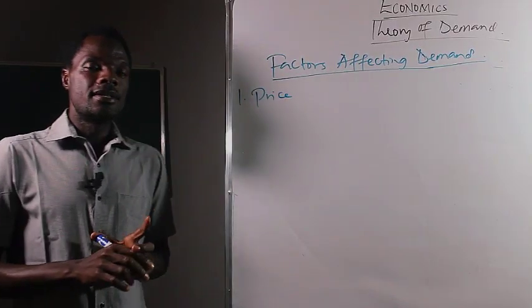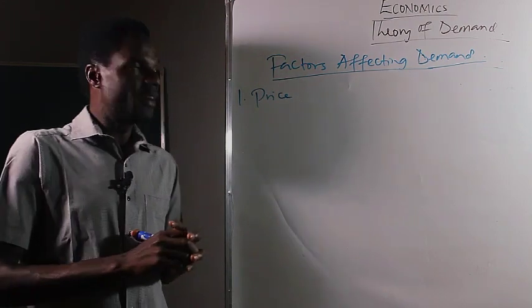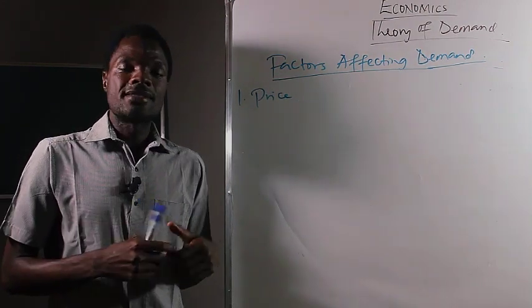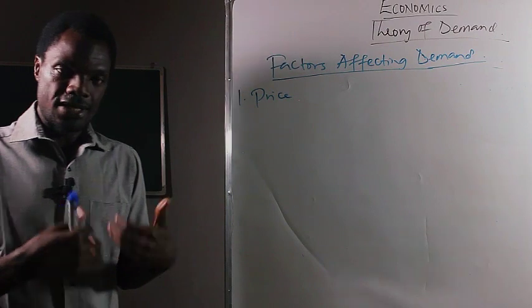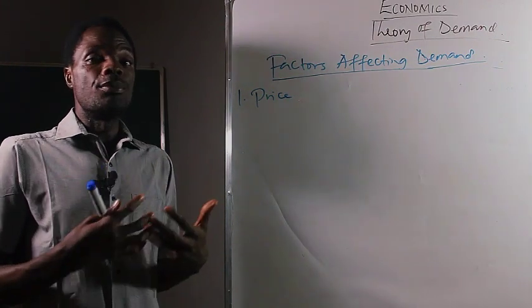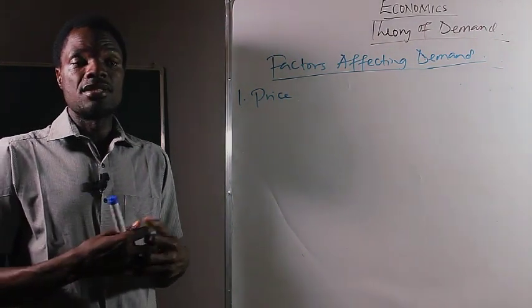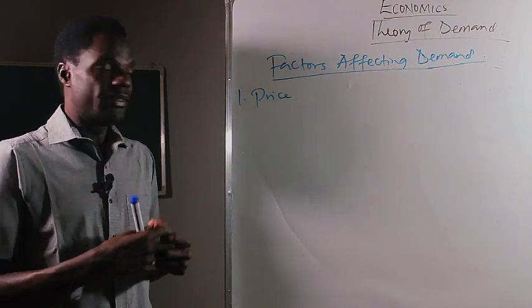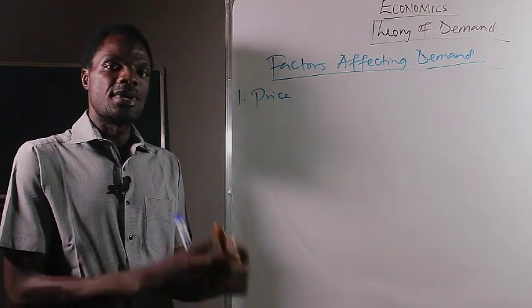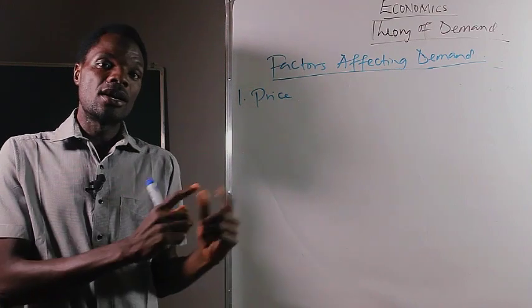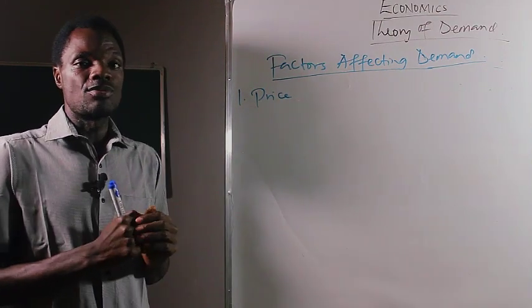Now, the next thing we are going to consider is the factors that are affecting demand. As I said in explaining the law of demand, that means the normal law of demand, there are things that we assume to be constant so that that law can be true. So these are the things we are going to see now.